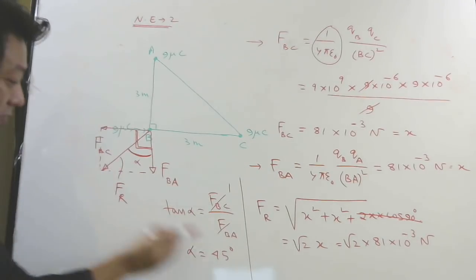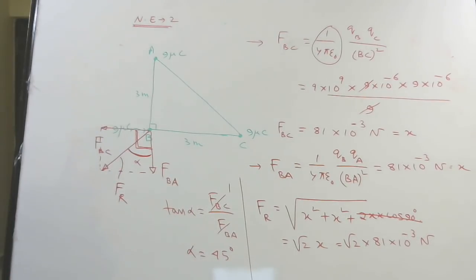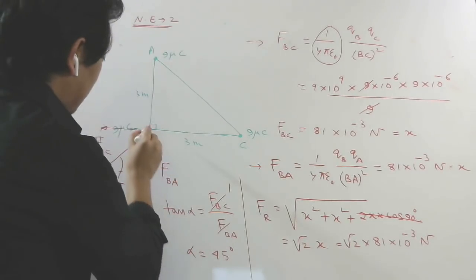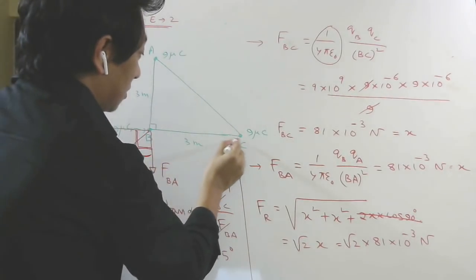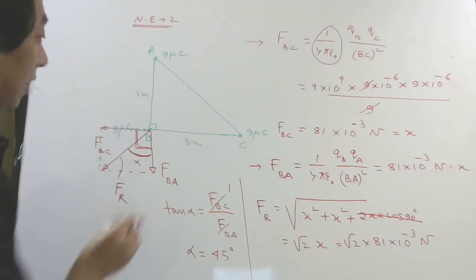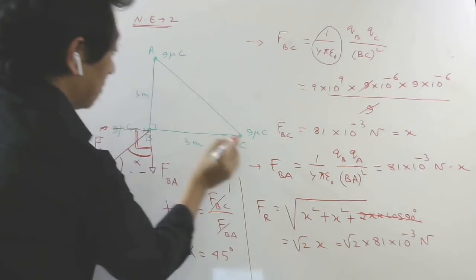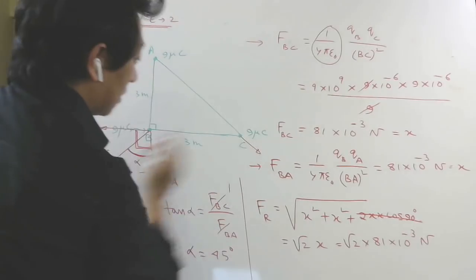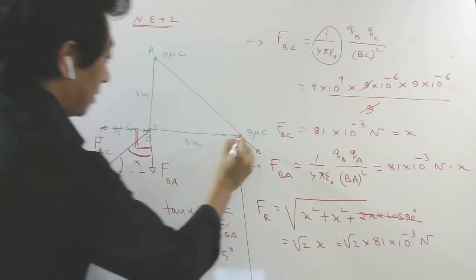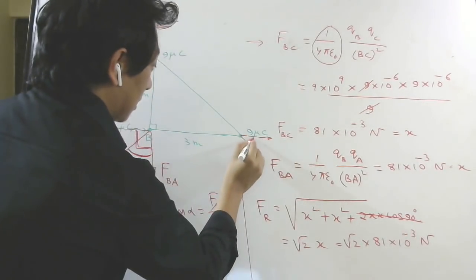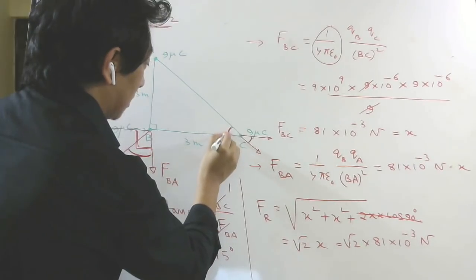And that angle is 45 degrees. Okay, try the same problem at home, and instead of finding force on this, find force on this. Let me help you. Force on this by this will be repulsive here, and force on this by this will be repulsive here. And you need to find this angle.